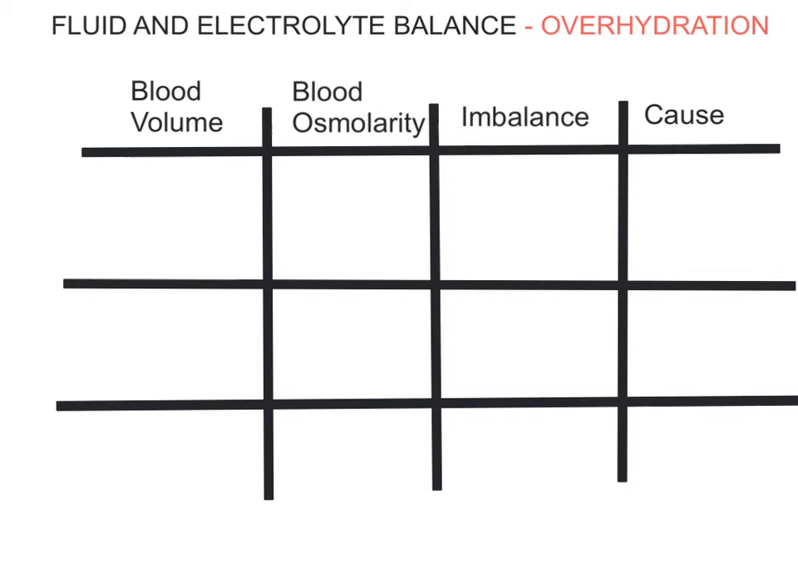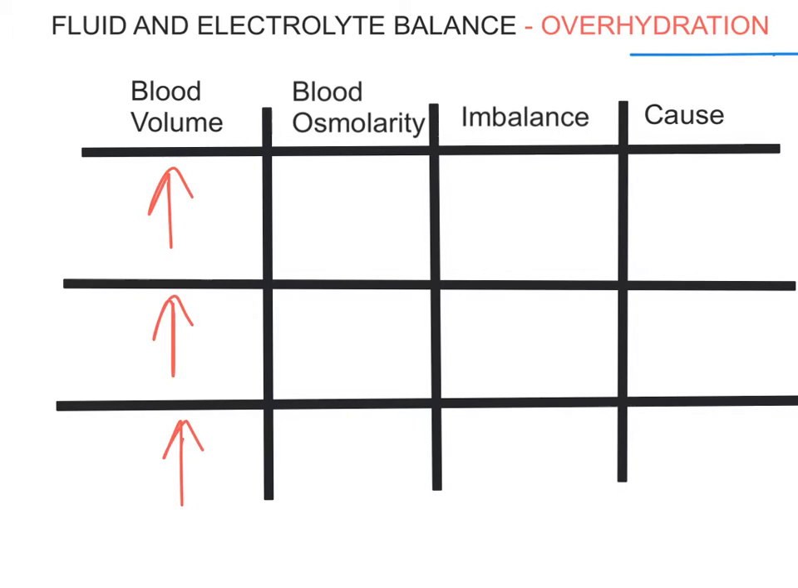This Explain Everything is going to look at a few fluid and electrolyte imbalances. We're going to start off by looking at overhydrations. So first of all, let's look at blood volume. By definition, overhydration, okay, there will be an increase in blood volume in all cases. And now what we have to look at is the osmolarity.